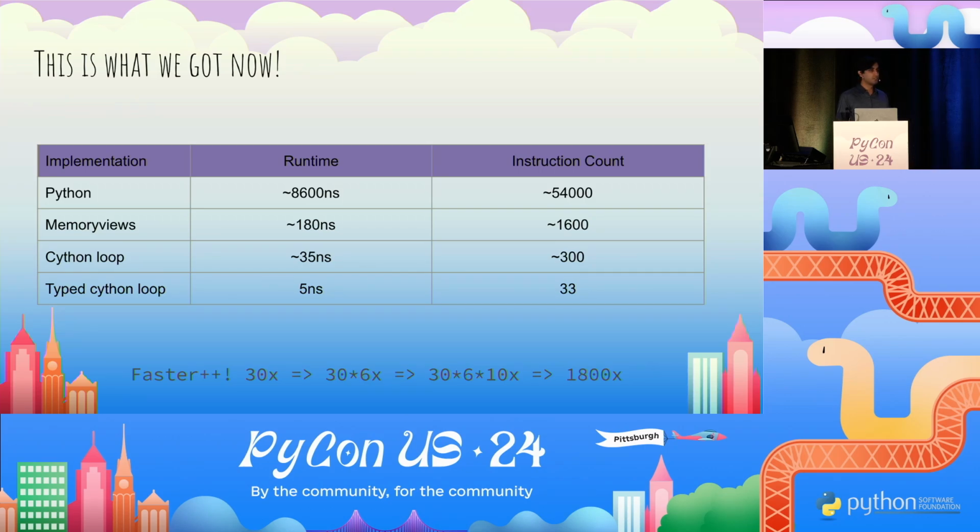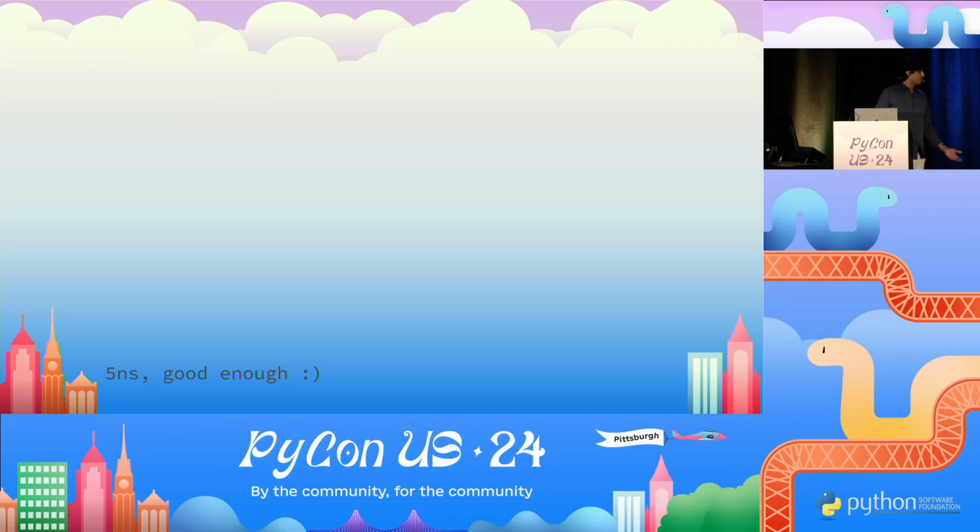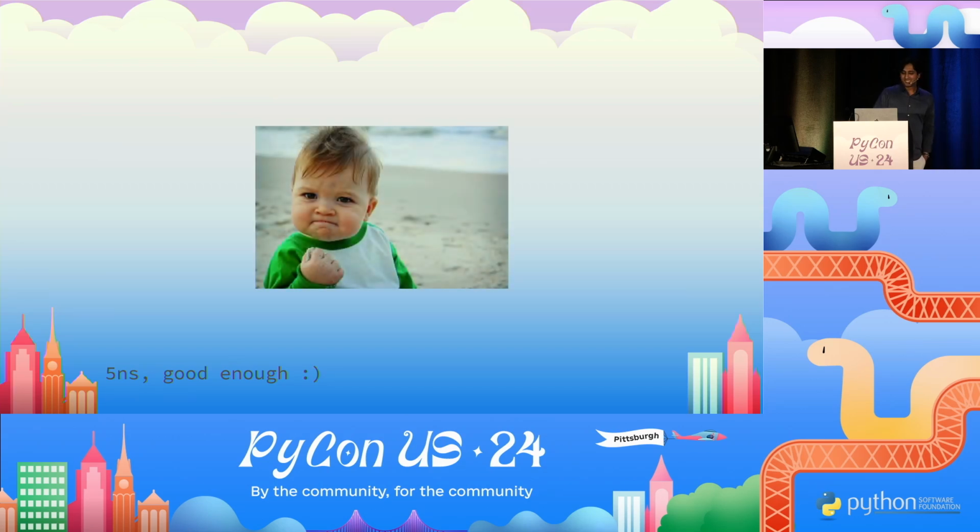We're still getting type checking. We're getting out-of-bound access checking in the array. So if you try to access something at the wrong index, it's going to still raise an exception. But you're also super fast now. So yeah, I say that's good enough.